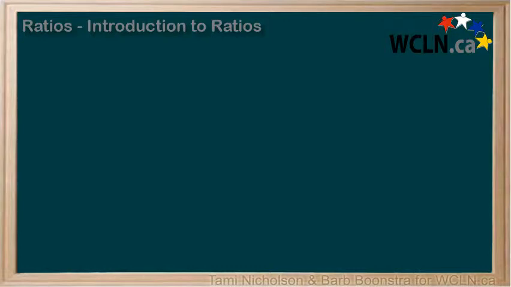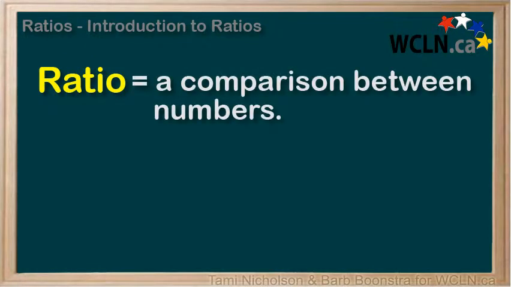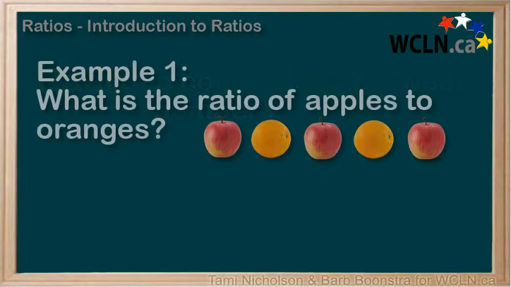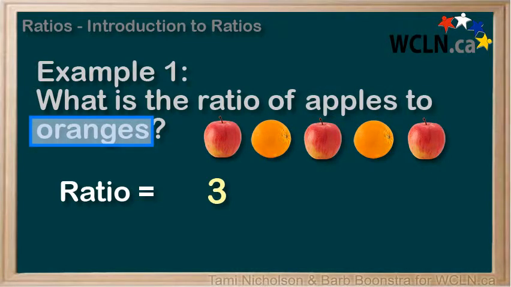In this tutorial, we'll take a look at ratios. A ratio is a comparison between numbers. For example, what is the ratio of apples to oranges here? Apples are listed first, so we'll put the number of apples first. We have 3 apples. The oranges are second, so we'll put the number of oranges second.